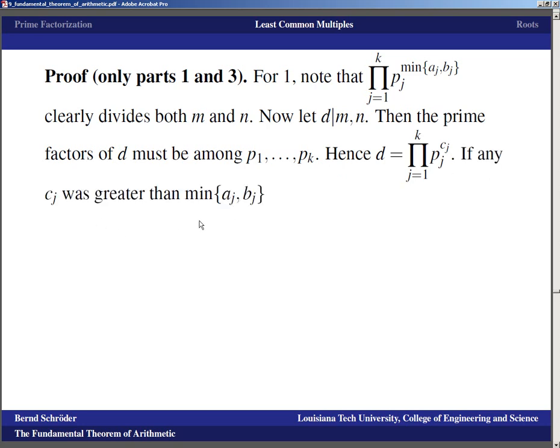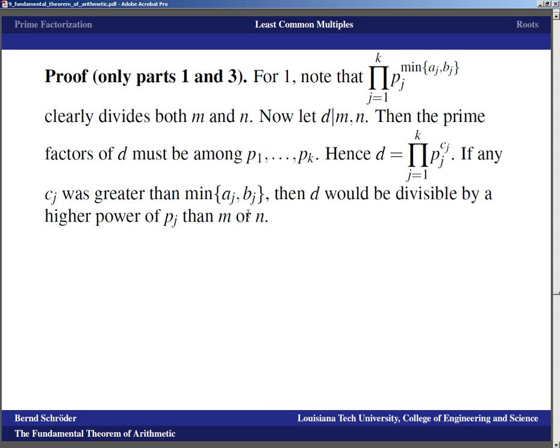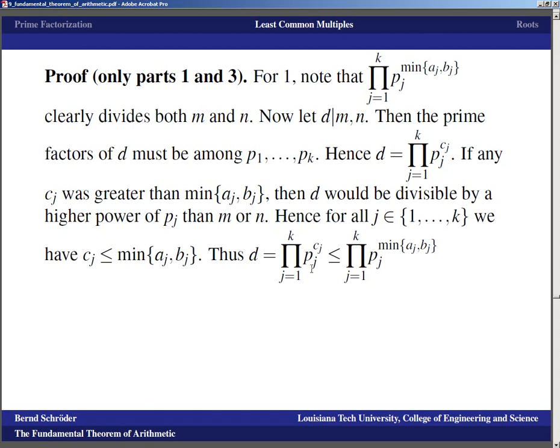And if any of the cj's was greater than the minimum of aj and bj, well then d would be divisible by a higher power of pj than m or n. And that can't be. And so that means for all j equals 1 to k, we have that cj is smaller or equal than the minimum of aj and bj. And that means that d, as the product of the pj to the cj, is smaller or equal than the product of the pj raised to the minimum of aj, bj. And that means that the greatest common divisor is the product of the pj's raised to the minimum of the aj, bj.